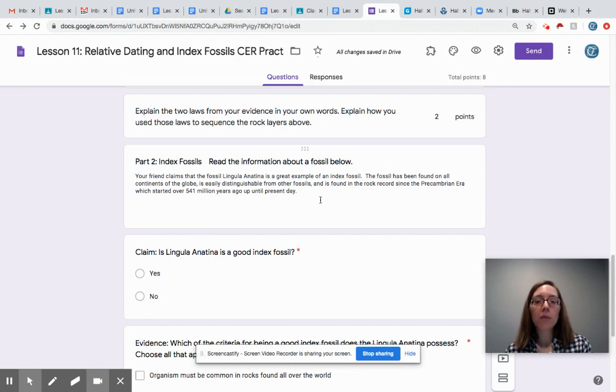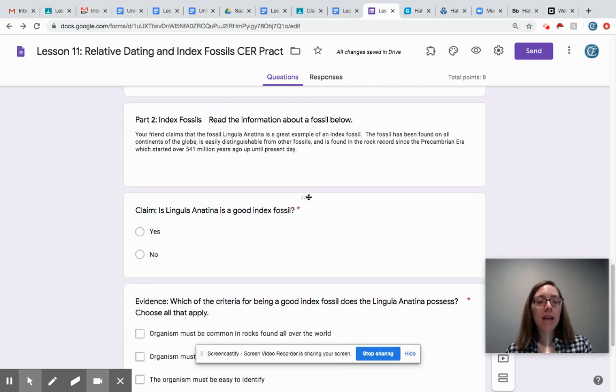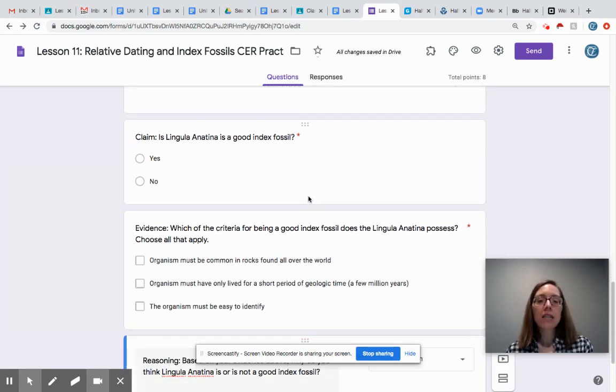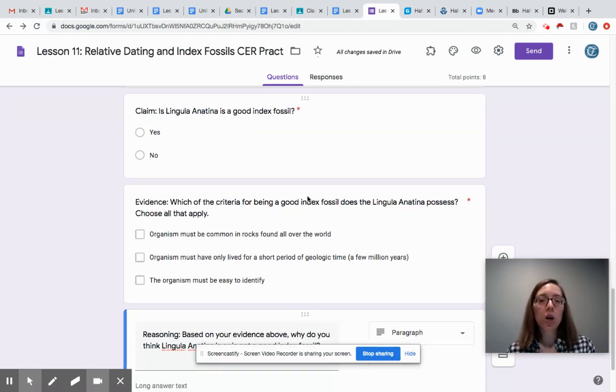It gives you information about a fossil. You have to read this in order to get the question right, so please read it. You're telling me, is that fossil a good index fossil based on what you know? You could go back to today's reading to double check. Which of the criteria for being a good index fossil does that fossil meet? It says choose all that apply. So if you think it's all 3, click all 3. If you think it's only 2, click 2. So choose all that apply.